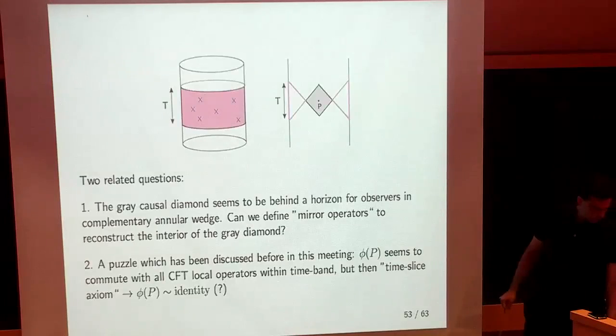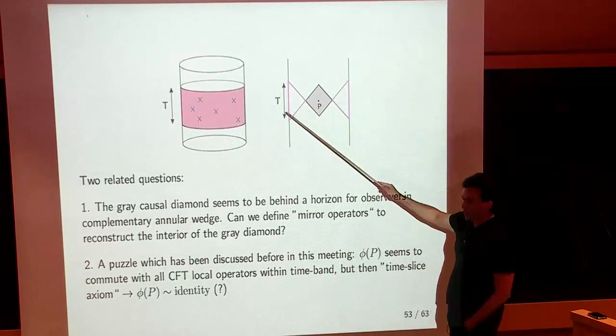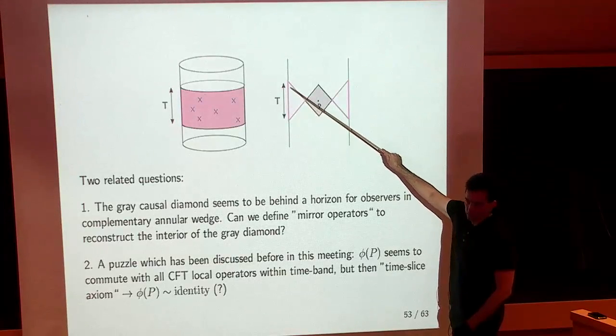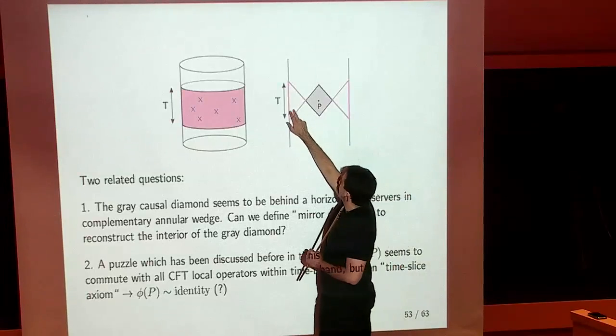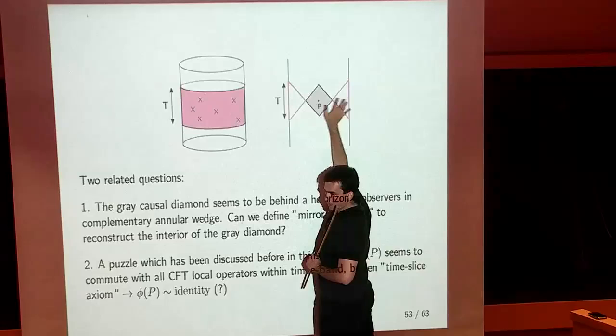So two questions that are relevant here. One is that this gray diamond seems to be behind the horizon for an observer who is confined to move in this causal way, in this part of the diagram. So could we take this as a toy model and try to define mirror operators for the interior of this diamond in terms of operators acting on the time band in the CFT?